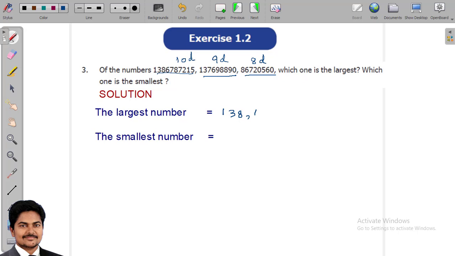138 crore 67 lakh 87,215. So which is the smallest number? Yes, the number which has fewer digits is the smallest one. In this given set of numbers, the third number has 8 digits, so it is the smallest one. That is 8 crore 67 lakh 20,560.